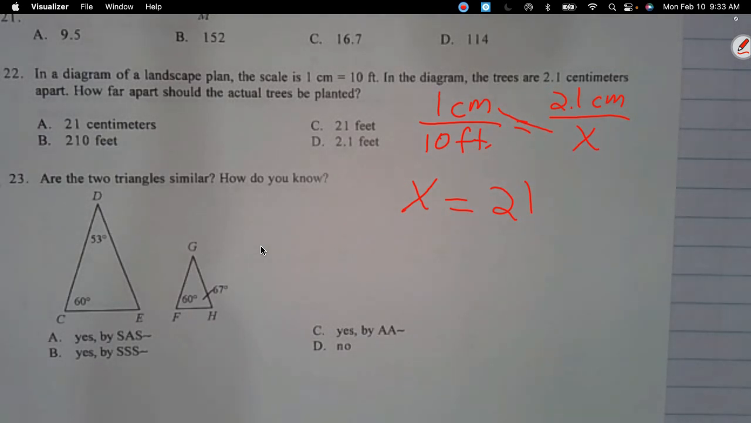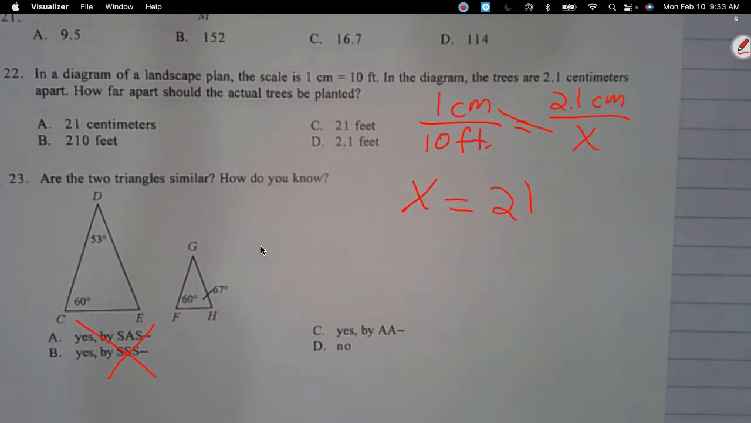You'll have to know what dimension you're looking for. Are you looking for centimeters or feet? What measurement? What was missing over here? Centimeters up top, feet are in the bottom. Obviously, it's the feet that are missing. And then the last one, are the 2 triangles similar? How do you know? All I know here are angles, no sides. That means I know none of these sides. It's either C or D because I only know 2 of the angles.